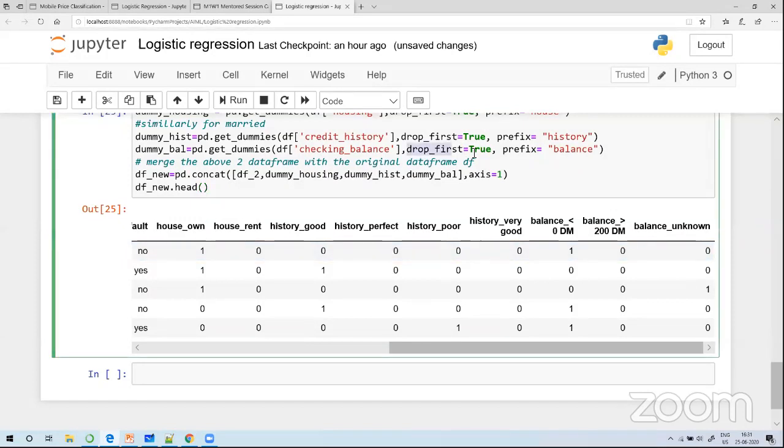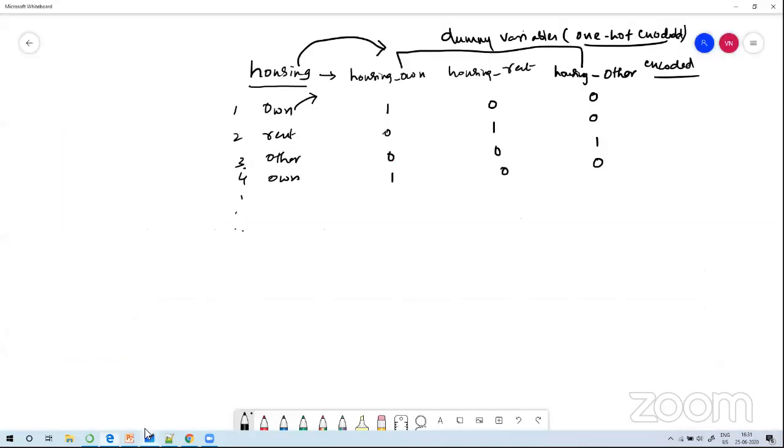But look at this statement: drop_first equals True. So when we have 3 levels, we would always use 3 minus 1, that means 2 levels. So it's going to create 2 dummy ones. This one we are going to ignore. So if a character column has k levels, the dummy levels are always going to be k minus 1. And there is a reason for it.